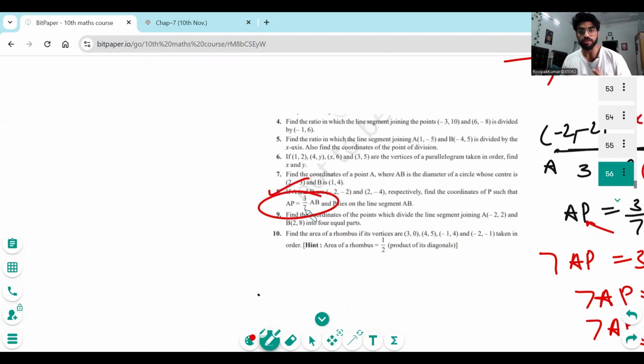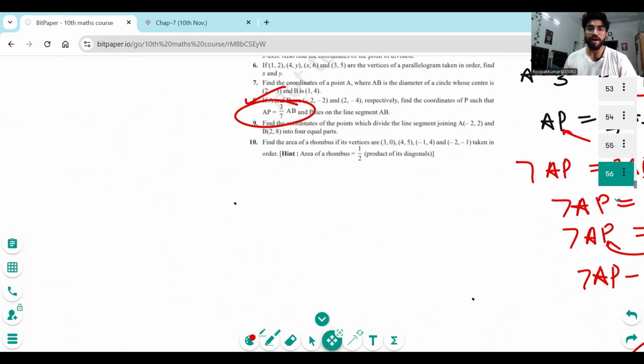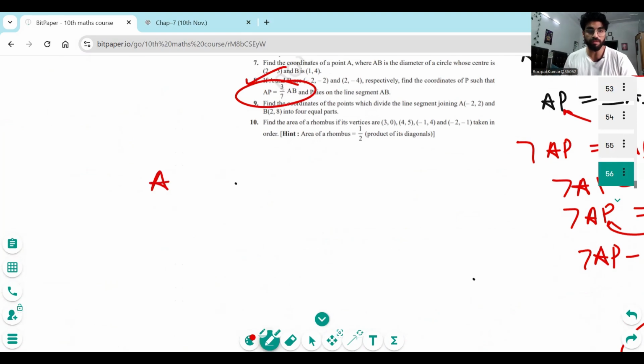Remember, in such questions you have to interpret how it is going and break it down. Now find the area of the rhombus. I hope you know the area of a rhombus is half into D1 into D2. Whatever hint is given, you have to learn this formula. It is already done in the previous classes.